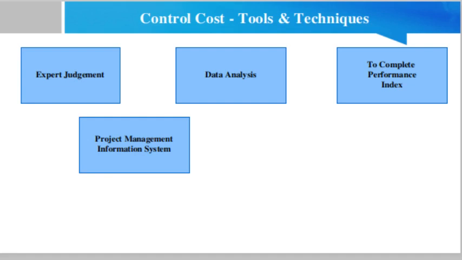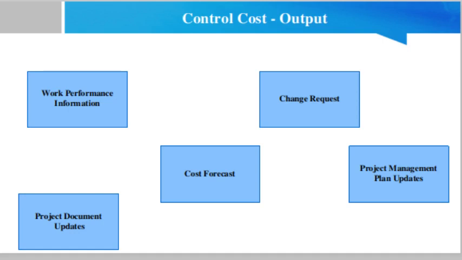Then project management information system, PMIS. Project management information systems are often used to monitor the three EVM dimensions, PV, EV and AC, to display graphical trends and to forecast a range of possible final project results. Now we shall talk about the outputs. The cost control outputs are as follows.